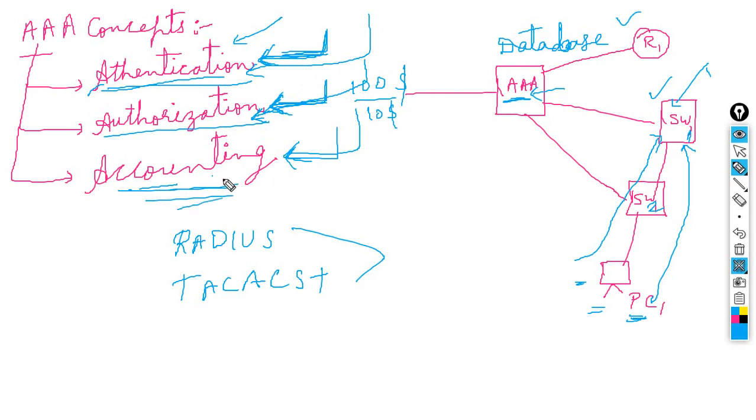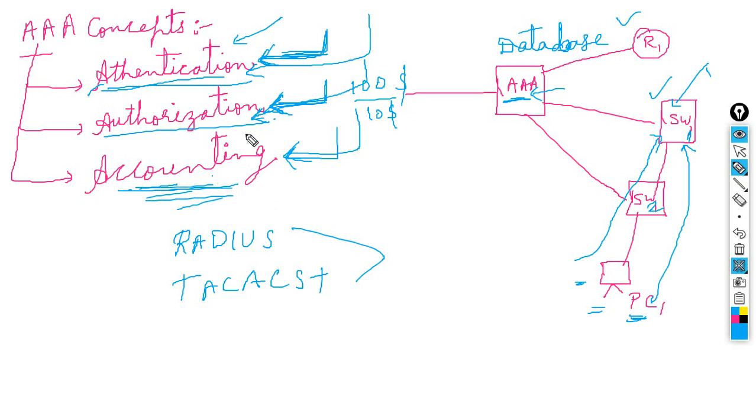So this is the AAA concept. In simple terms, when you have your ATM card, authentication means they ask who you are. You put in the PIN, so they authenticate you. After that, authorization: how much money you can spend. Accounting is where you spent all that money, and the bank statement is nothing but accounting.